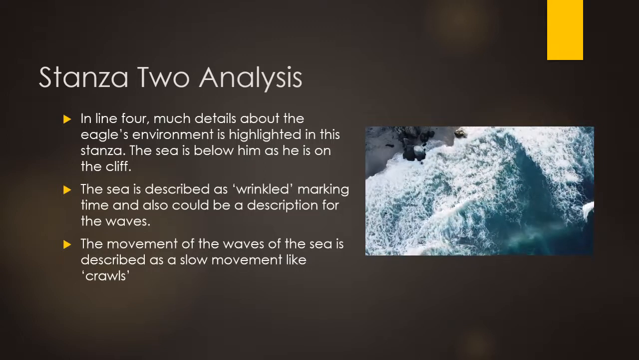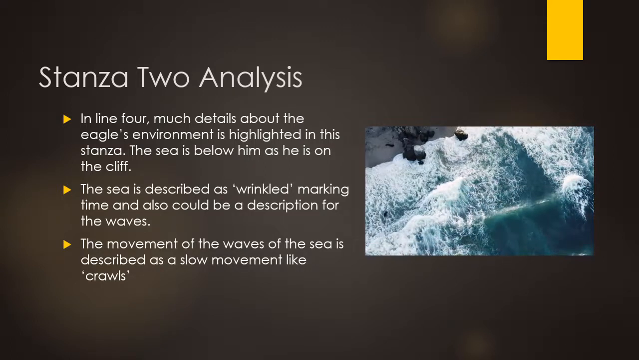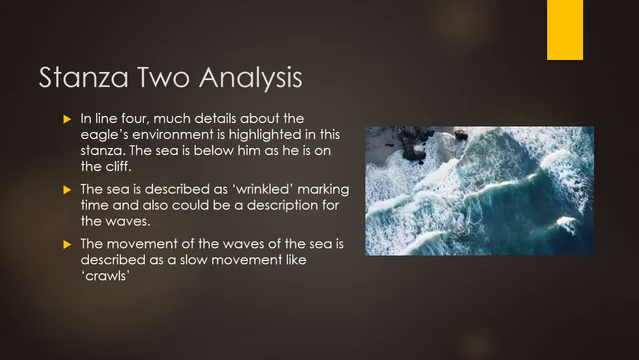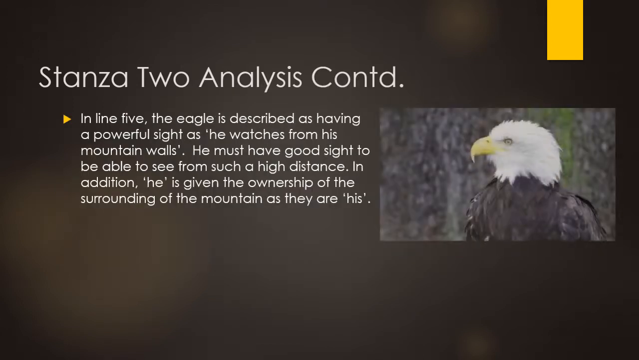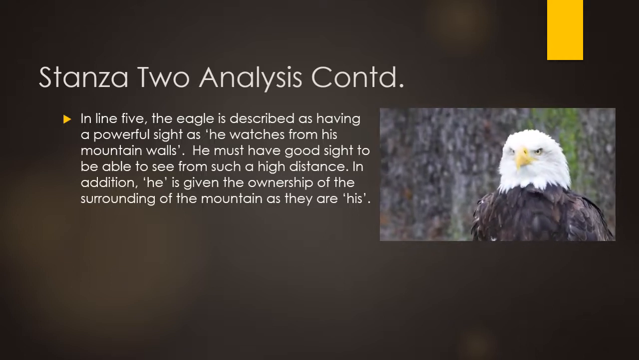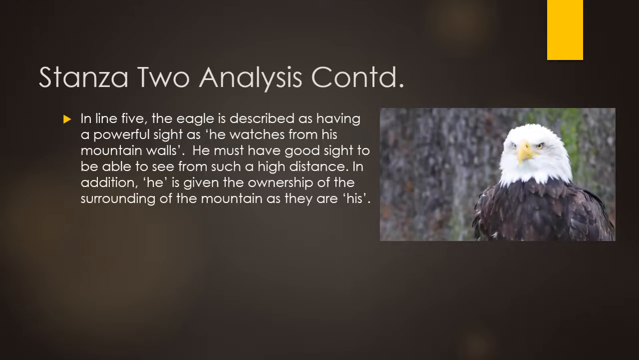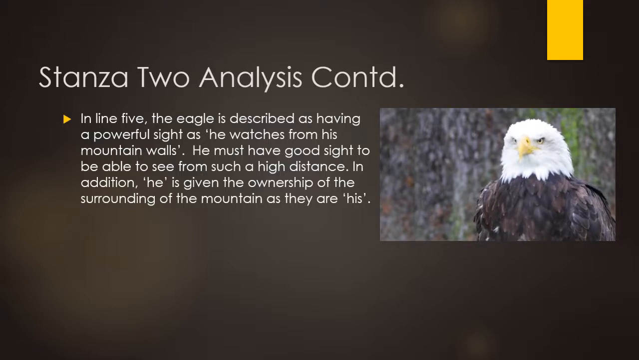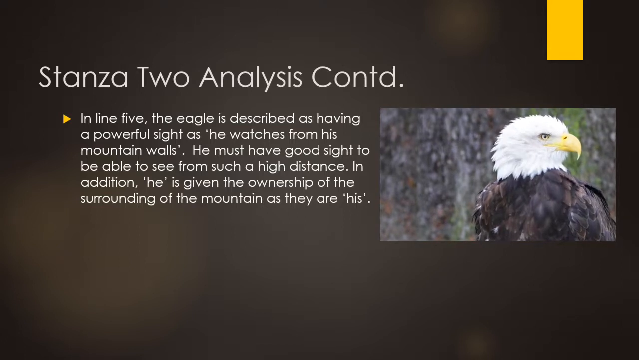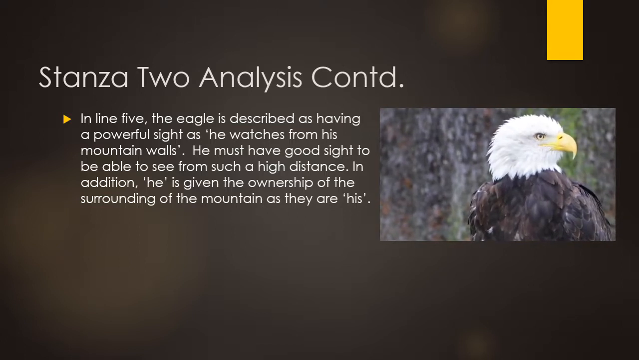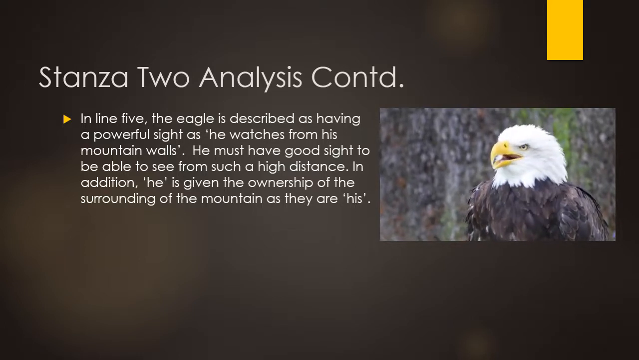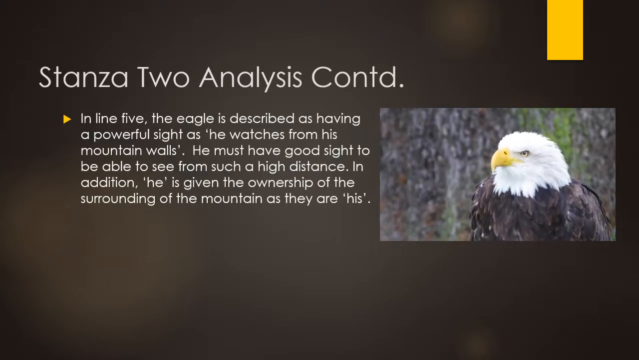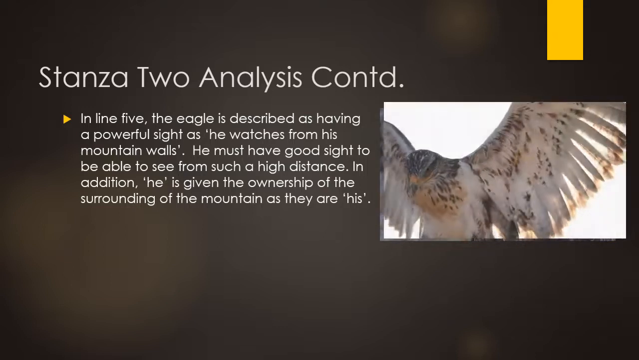Again, the movement of the waves of the sea is described as a slow movement, which in the poem is termed as crawls. In line 5, the eagle is described as having a powerful sight as he watches from his mountain walls. He must have good eyesight to be able to see from such a high distance. In addition, he is given the ownership of the surrounding of the mountain, which is the walls, as they are his. So it means that he actually owns that territory.